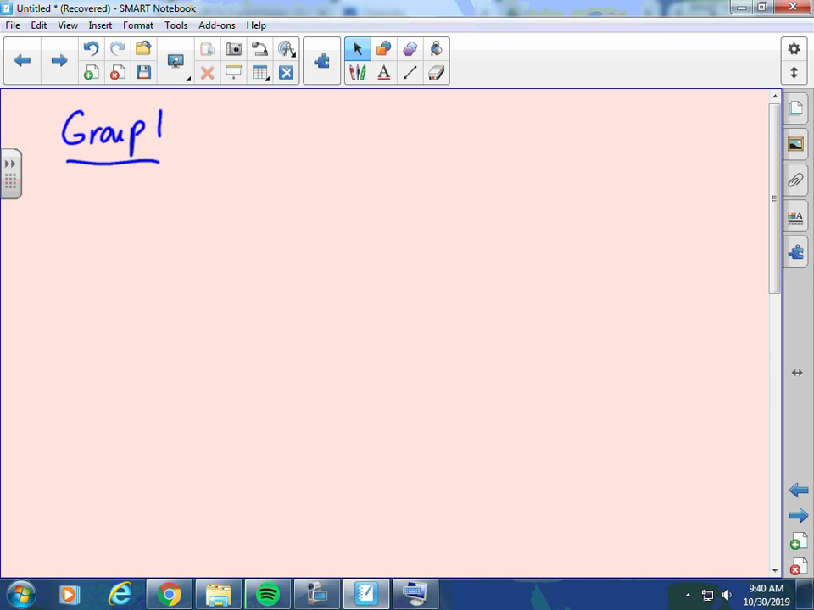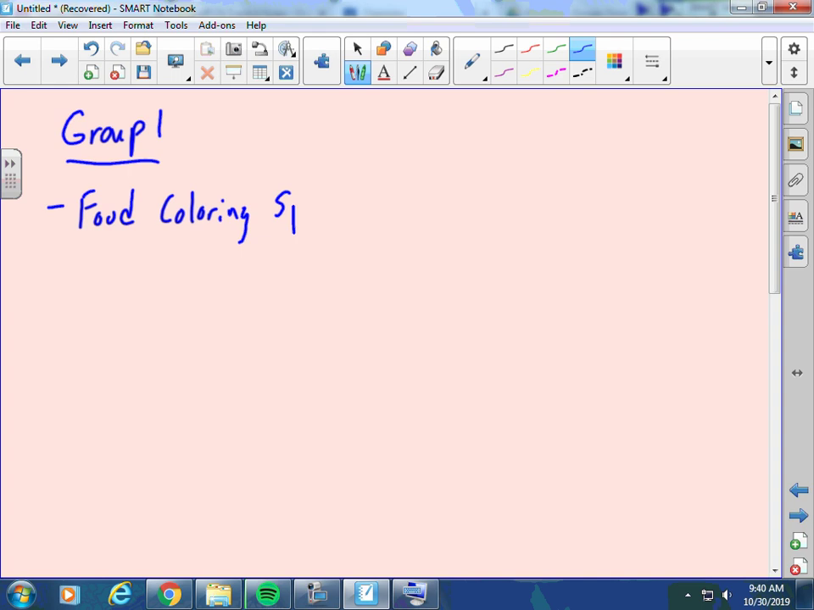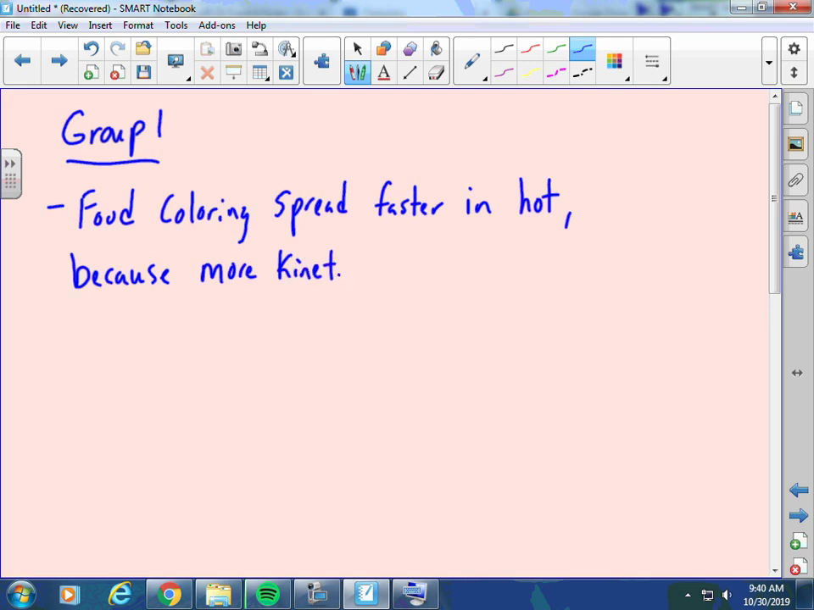Okay, let me write that down real quick. So food coloring spread faster in hot because more kinetic energy. Sweet, that looks like a science word. Well, on this would go under what did the other groups think? Okay, just quick notes there.